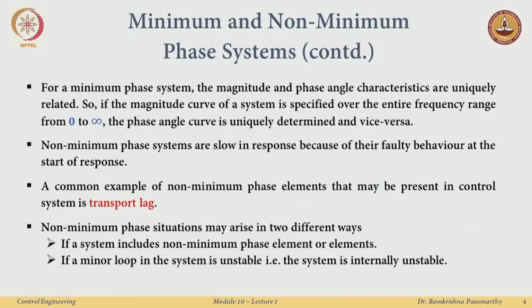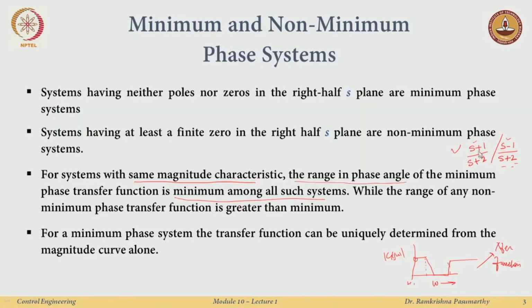What are the other ways of distinguishing between minimum and non-minimum phase? For a minimum phase system, the magnitude and phase characteristics are uniquely related. Just take any minimum phase system like this. Given the magnitude plot, there will be a direct one-to-one relation with the phase plot.